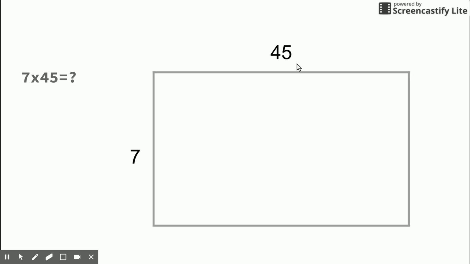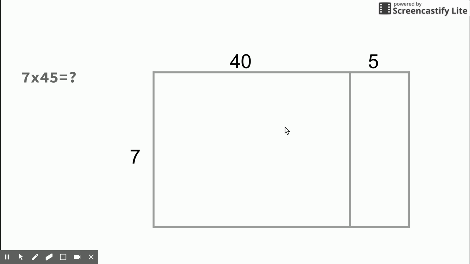So how would I split up the number 45 so that it's really easy to multiply? I could do 20 and 25, but 25 times 7 is kind of tricky. So what I would think about is breaking it up into each place value. The 4 is representative of 40, and the 5 is representative of 5. So I could break up that 45 into 40 and 5, and again, I would just draw that line to show that I'm separating my larger rectangle into two smaller rectangles.